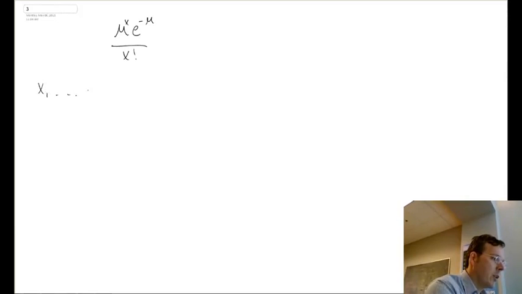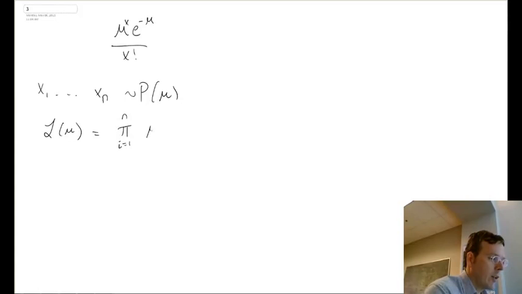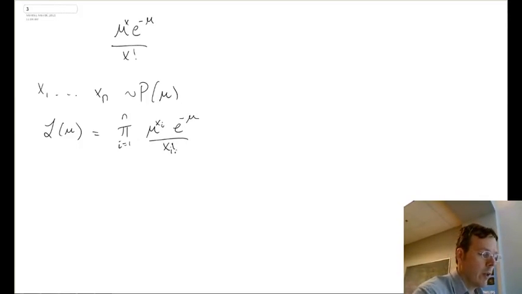So at any rate, suppose that x1 up to xn are from the Poisson distribution with mean mu. Okay, then the likelihood associated with mu is equal to the product, i equals 1 to n, of mu to the xi e to the negative mu all over xi factorial. Okay, so now this is mu to the summation xi e to the negative n mu all over the product of xi factorial.